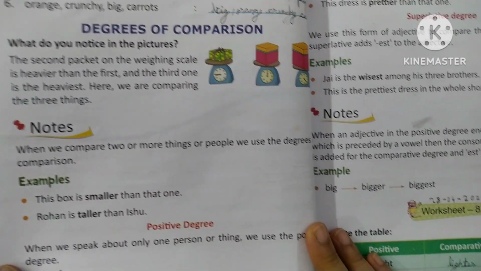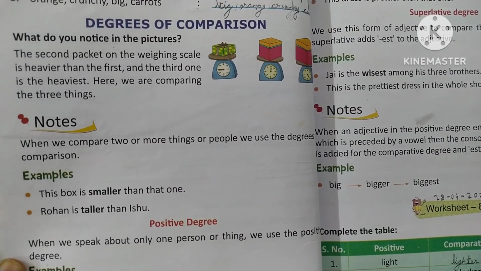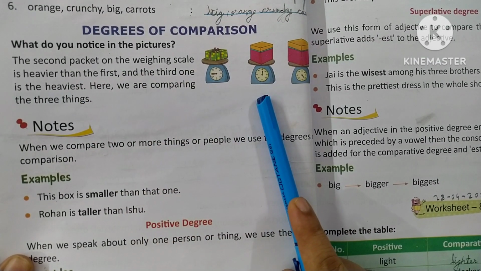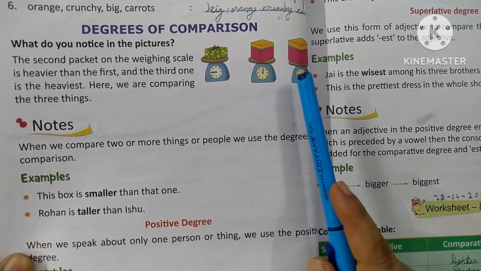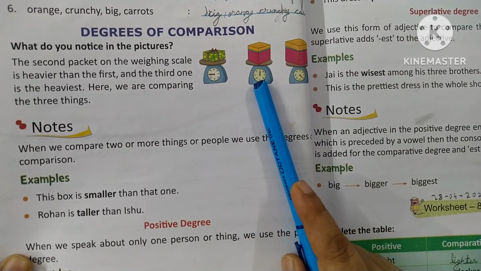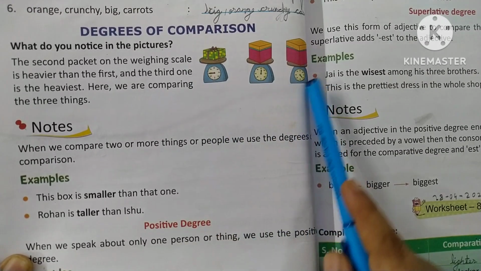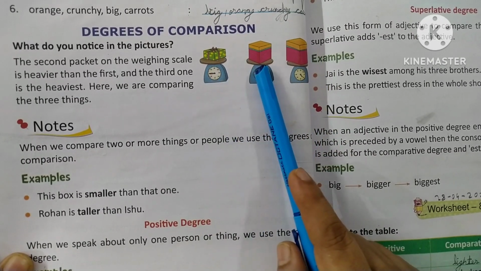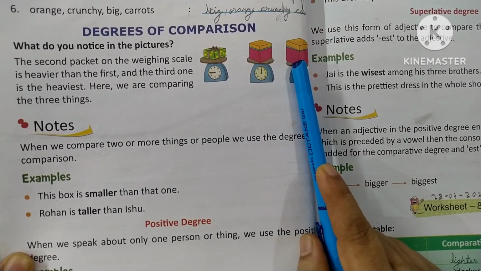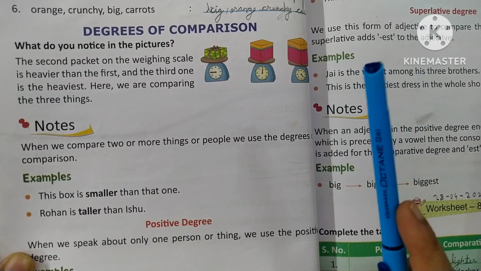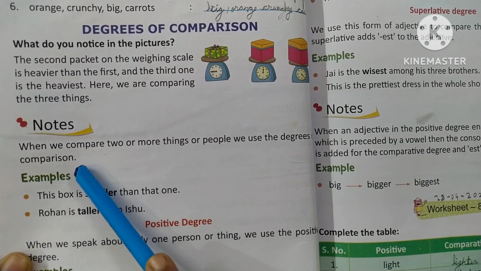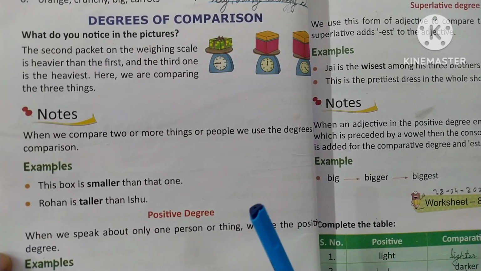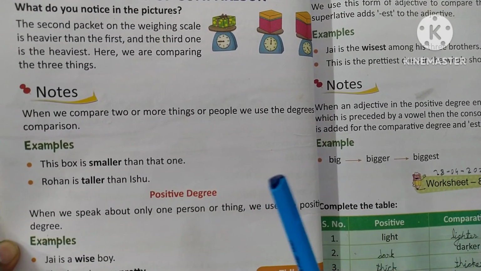Next, degrees of comparison. Now, what do you notice in the picture? The second packet on the weighing scale is heavier than the first and the third one is heavier than the second. So the third one is the heaviest among all three. We are comparing three packets: light, lighter, lightest, or heavy, heavier, heaviest. Now, when we compare two or more things or people, we use degrees of comparison.